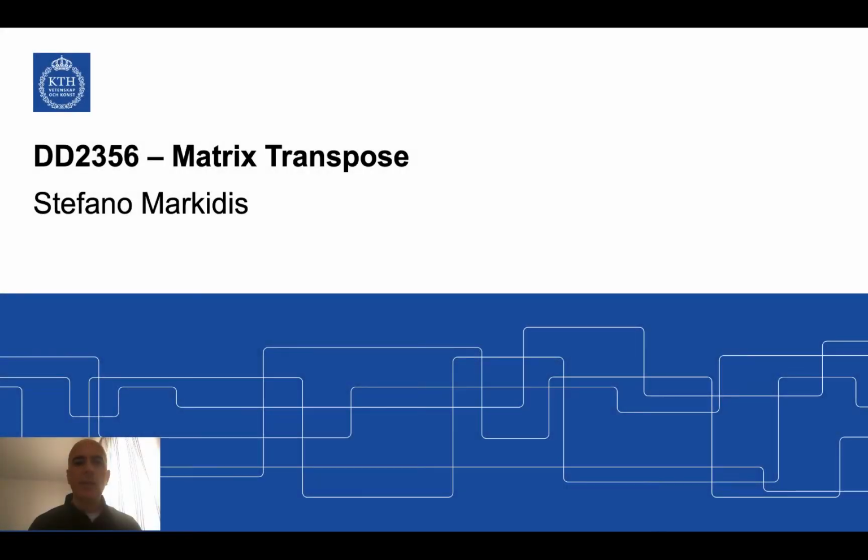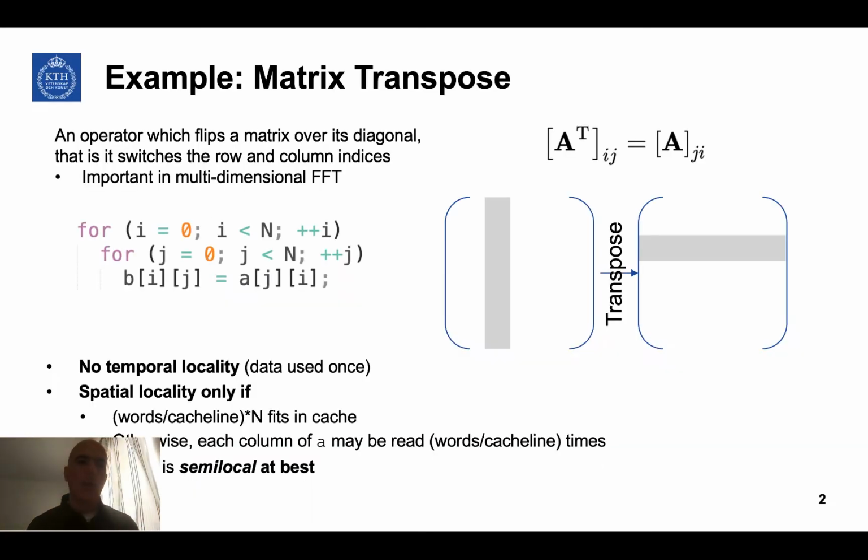Hi, welcome back. In this lecture, I will discuss the matrix transpose operation and its performance modeling. A matrix transpose is an operator which flips a matrix over its diagonal. Simply put, it switches the row and the column indices.